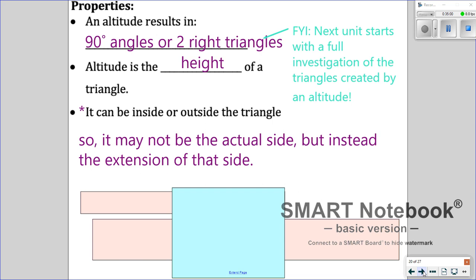Or 2 right triangles, because based on the line going straight down, you'll get 2 90-degree angles or 2 right triangles. And right triangles have a 90-degree angle in them.